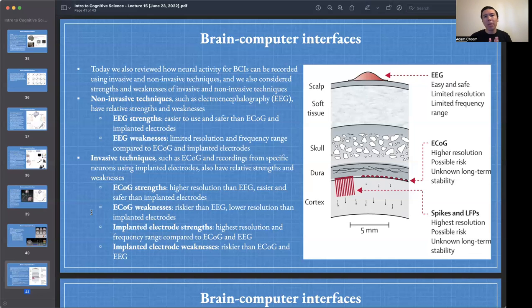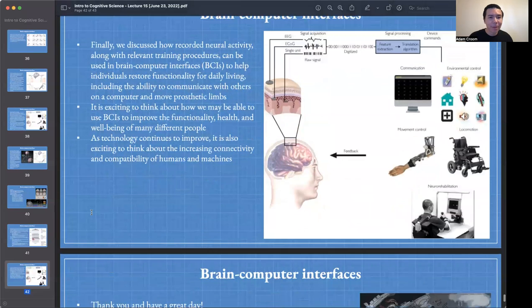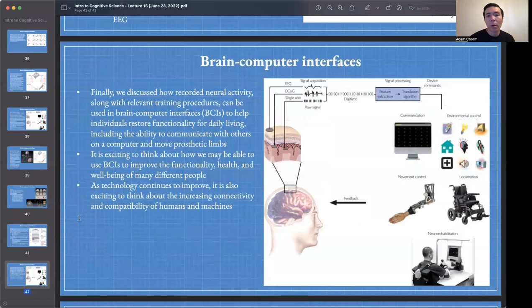So as we think about BCIs, and as we think about what particular individuals need, we need to weigh the strengths and limitations of these non-invasive and invasive approaches. Finally, we discussed how recording neural activity, along with relevant training procedures, can be used in brain-computer interfaces to help individuals restore functionality for daily living, including the ability to communicate with others on a computer or the ability to move prosthetic limbs. It's exciting to think about how we may be able to use BCIs to improve the functionality, health, and well-being of many different people.